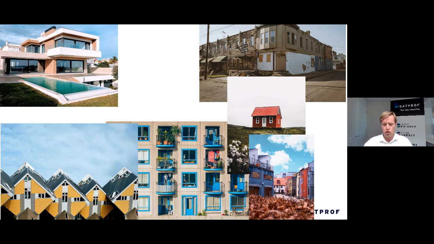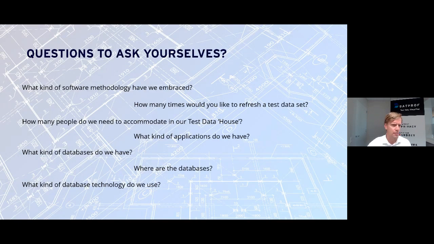But these same principles are also applicable when designing a test data architecture. You can start to think about what kind of software methodology we have embraced. Is it agile? Is it still waterfall? Do we have something in between? How many people will work with the test data? Maybe you can split them into the number of developers or QA people. What kind of applications do you use? Is it commercial off the shelf, or in-house developed applications, or even maybe SaaS?